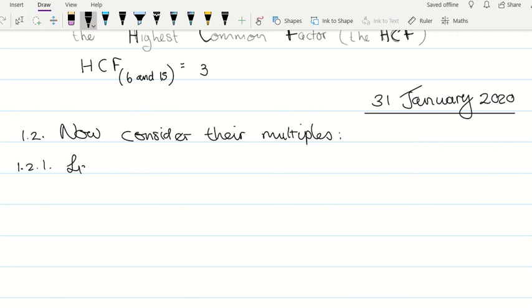1.2.1, and then the question says list the first 10 multiples of 6. So I'll give you a few minutes to write that down, and you can write the point allocation as well there. It's 5 points. Alright, so we are starting very easy. We are going to get to more serious work, so this is just a revision of grade 8.